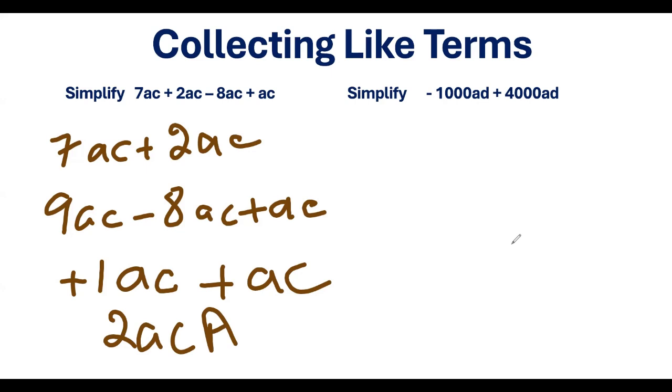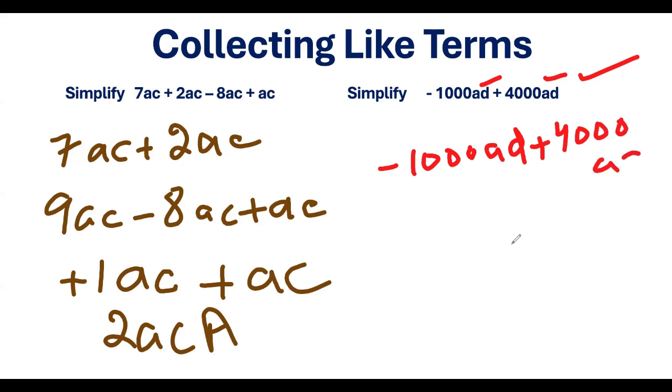Next, this one: minus 1000 AD plus 4000 AD. AD and AD, it can be DA also. These are like terms. Like terms can be added, like terms can be subtracted. So we can subtract them because one integer, 1000, is having minus sign, and another integer, 4000, is having plus sign. But the sign of the bigger integer will come, right? Minus 1000 AD plus 4000 AD.